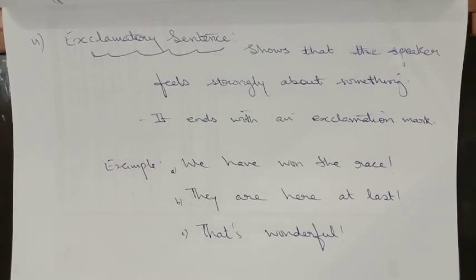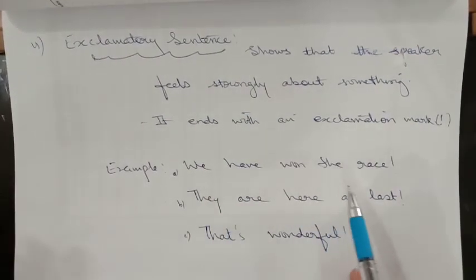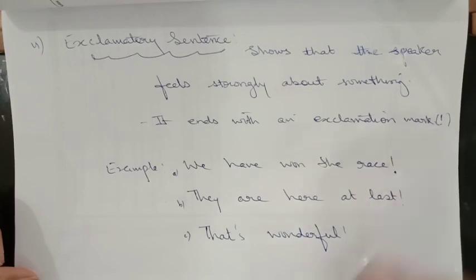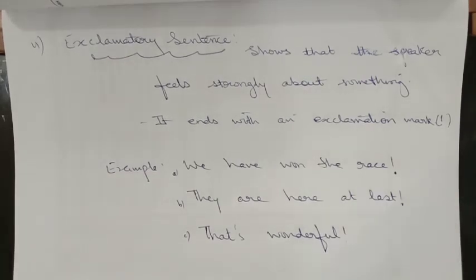And the fourth one is the exclamatory sentence. It shows that the speaker feels strongly about something. It expresses your feeling. It ends with an exclamation mark. Okay. So for example, see here. We have won the race. It's showing strong feeling, so you put an exclamation mark at the end. They are here at last. Put an exclamation mark. That's wonderful. Put an exclamation mark. It shows strong feeling that the speaker wants to express about something. That type of sentences are known as exclamatory sentences.